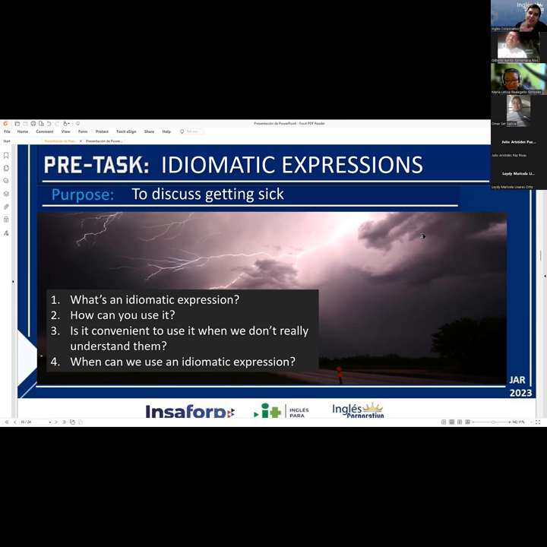The same happens in English. In English, we have some idiomatic expressions. It's raining cats and dogs. Really?